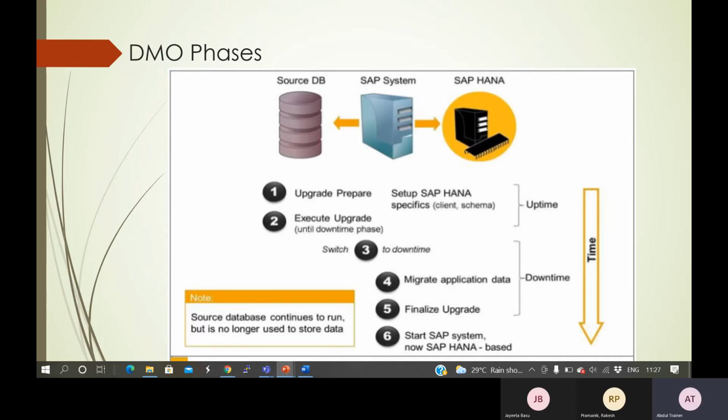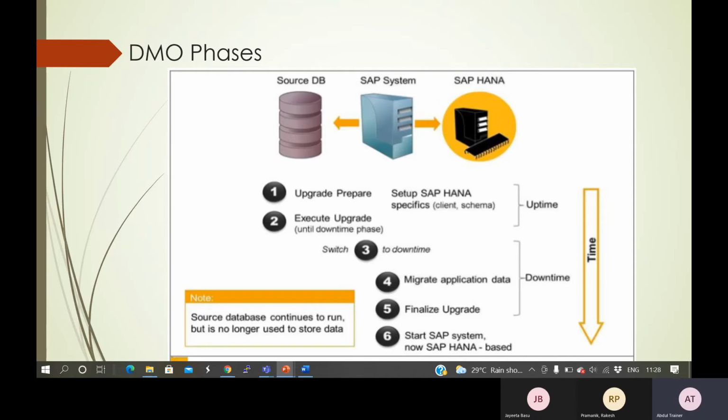Once that is all done, then in the execution phase it does the actual conversions. Once it enters the execution phase, it migrates the application data. The application data is always migrated during the downtime. Then it finalizes the upgrade, and after all the steps are done using the SUM, you can start SAP systems on the HANA database.